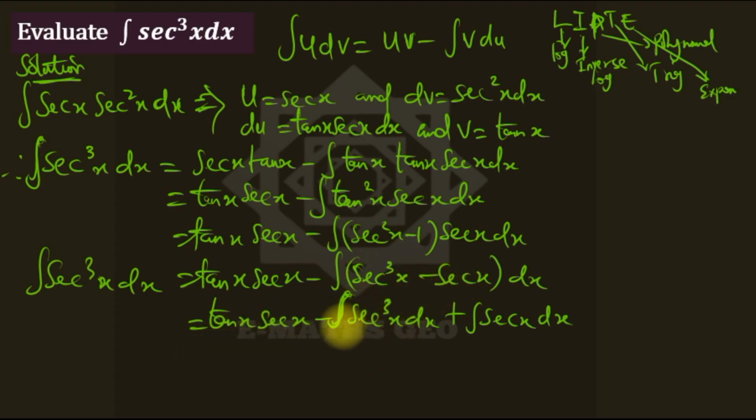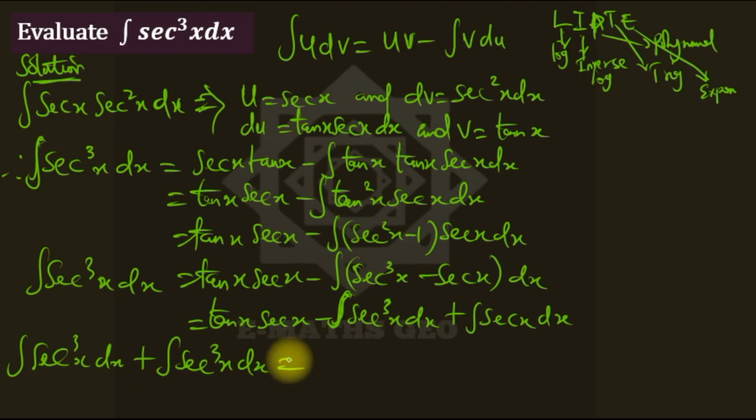So why do we do this? Because I have sec cubed x here and I have sec cubed x. We'll make it the subject of the formula. So this comes over here. This is the integral of sec cubed x dx. This is the first one, and this is that same sec cubed x dx. So we'll repeat this: tan x sec x. The integral of sec x is ln of sec x plus tan x. I've done it before.